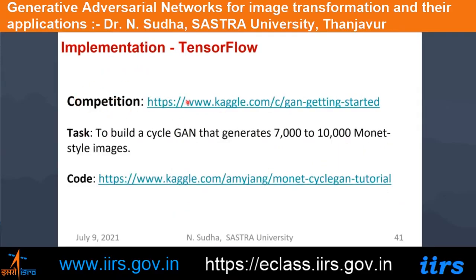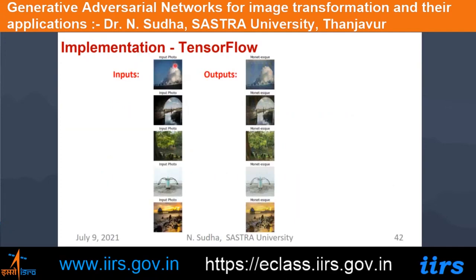There is a Kaggle competition available where the code is available, and here what they do is build a CycleGAN that generates 7,000 to 10,000 Monet-style images. Monet style is one kind of painting. So the inputs are real photographs and the outputs are paintings like this.